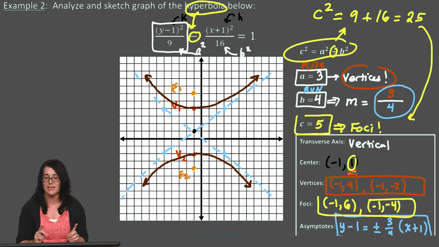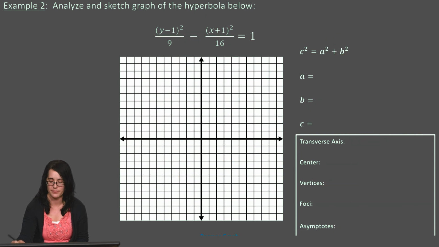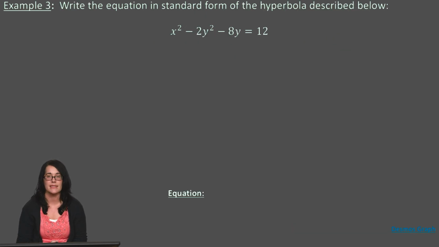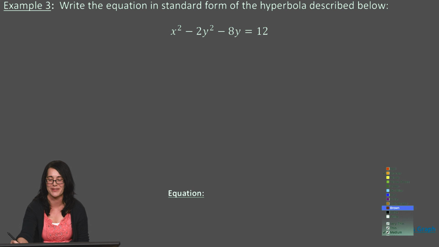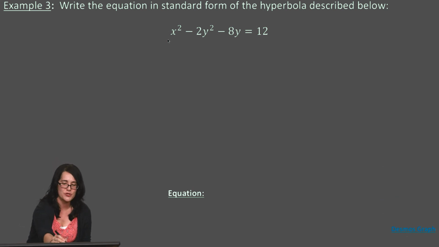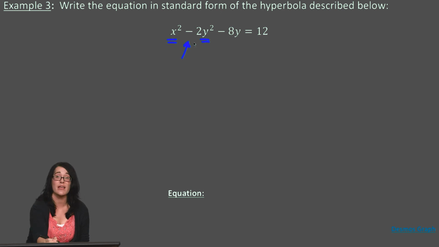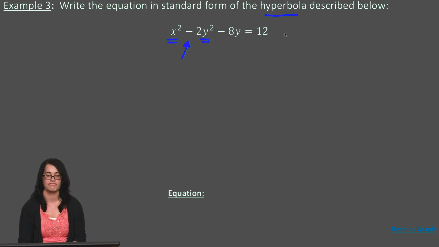This time it won't be in standard form, so see if you can remember what to do. It says, can you write the equation in standard form for the hyperbola described below? x squared minus 2y squared minus 8y equals 12. Okay, so how do you know it's a hyperbola one more time besides the fact that they told you? Well, you have 2 squared terms and they were being subtracted. If they had been added, what would this have been? An ellipse, good job. So this is in fact a hyperbola for those reasons.